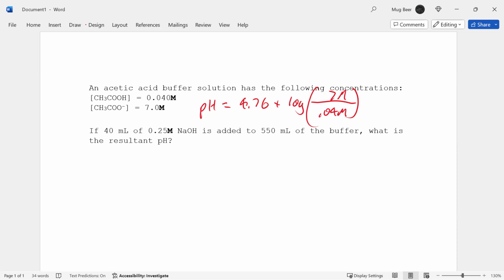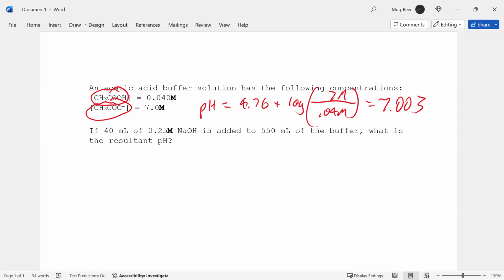The other way you can look at this is, this is my base and this is my acid, and I got a lot more base than acid, so the pH is going to go up. So let's make sure we can all get this number, 4.76 plus log of... what'd you guys get? It's 7.003, so it's effectively a pH of 7. Pure water from the last problem had a pH of 7, and now we've got a buffer whose pH is 7.